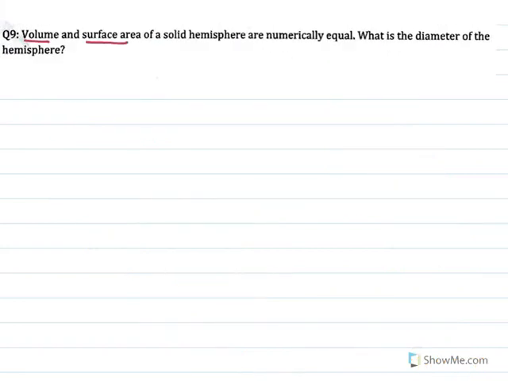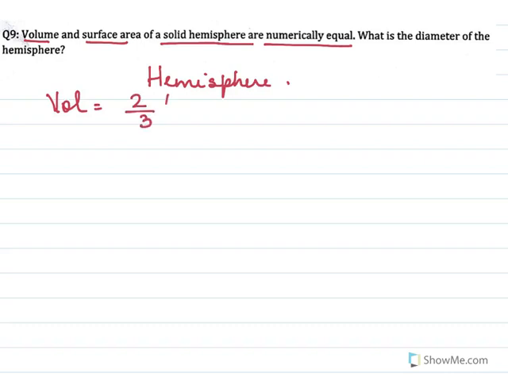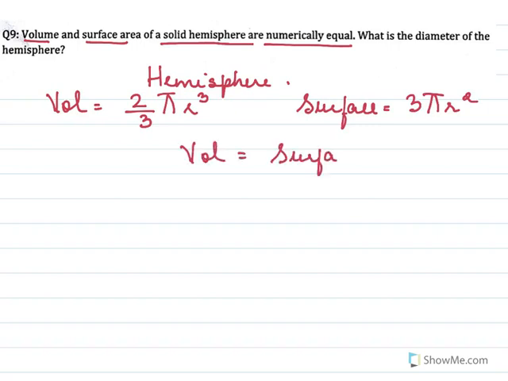The volume and surface area of a solid hemisphere are numerically equal. What is the diameter of the hemisphere? Here we are dealing with hemisphere, half a sphere. The volume of it we know is 2 by 3 pi r cube, and the surface we know is 3 pi r square. And here they said volume is numerically equal to surface, which means 2 by 3 pi r cube equal to 3 pi r square. Pi cancels.